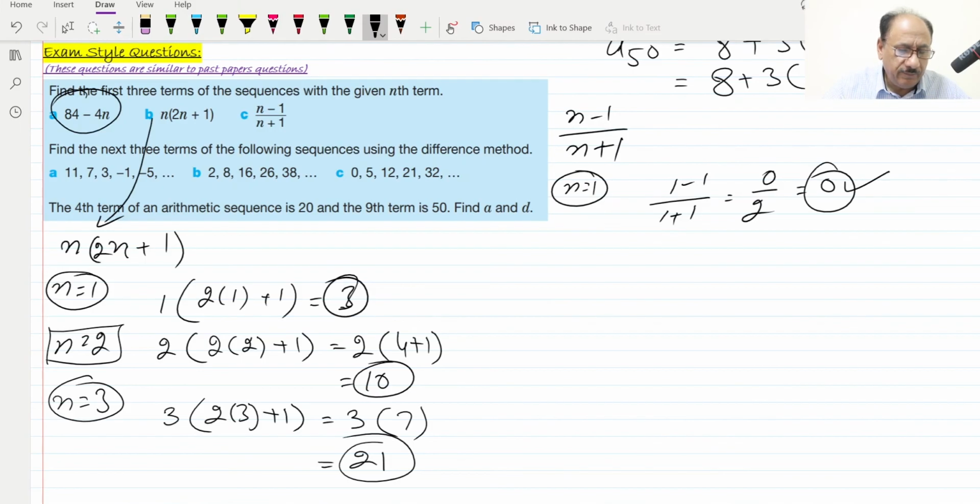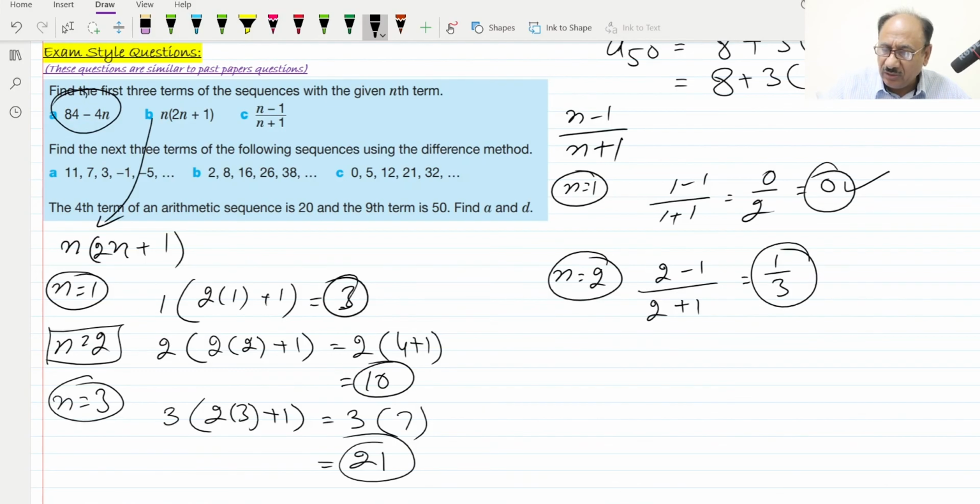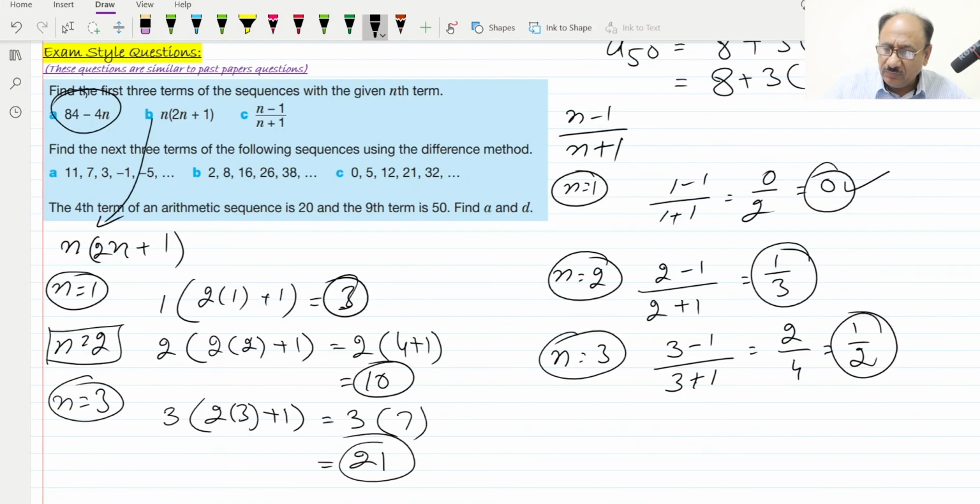For the second term, we can write n is equal to 2. So it will be 2 minus 1 over 2 plus 1. So this will be 1 over 3. So this will be our second term. For n is equal to 3, similarly, we can replace 3 minus 1 over 3 plus 1, and this will be equal to 2 over 4, which we can write as 1 over 2. This will be our third term. Hopefully you understood this also.